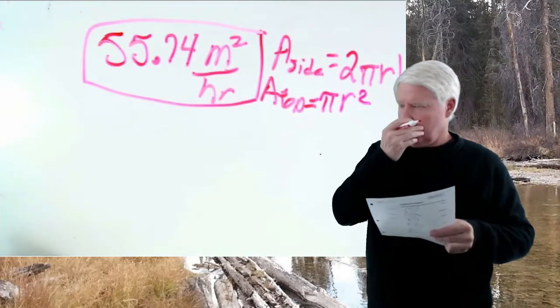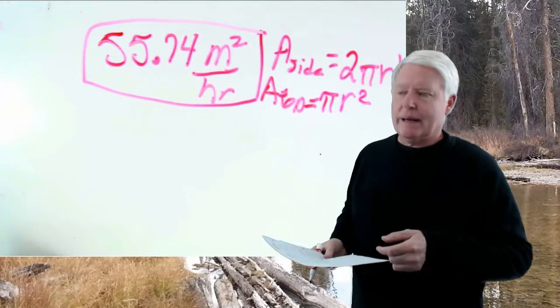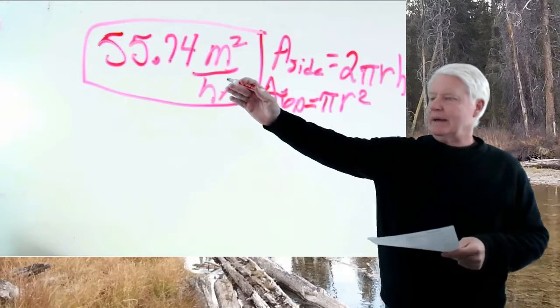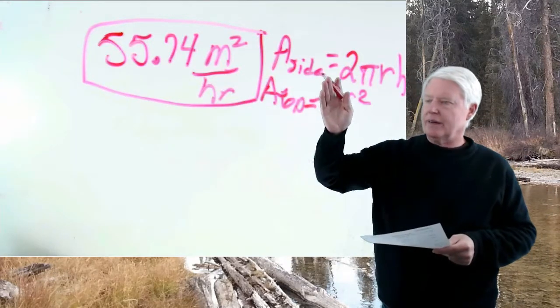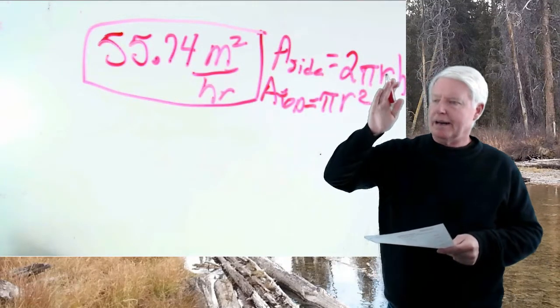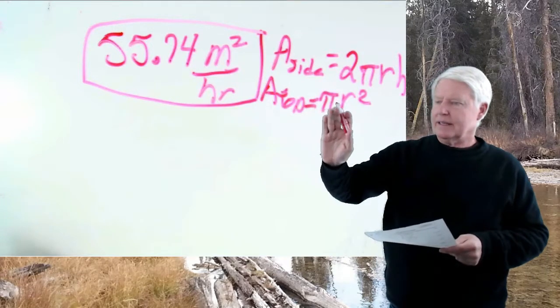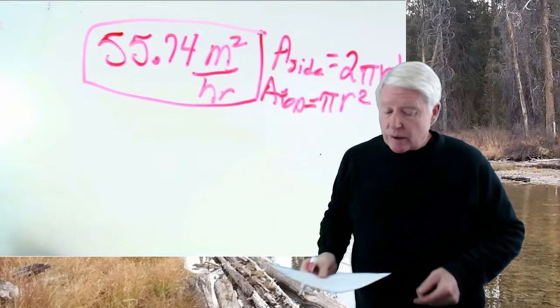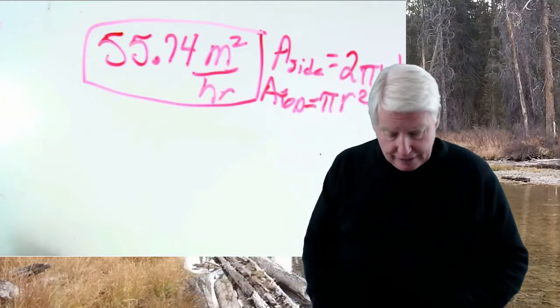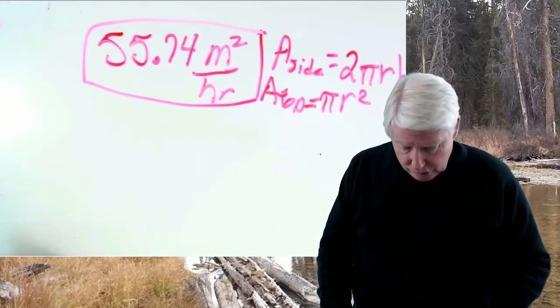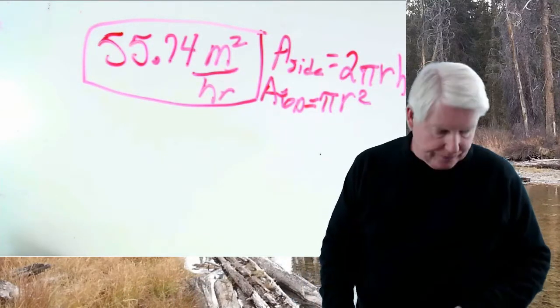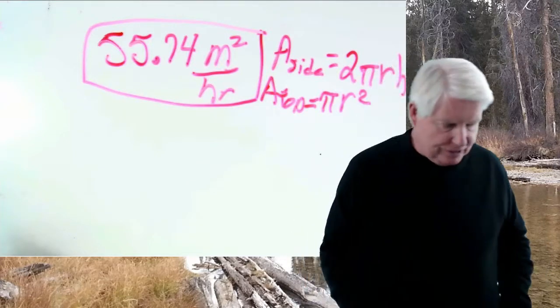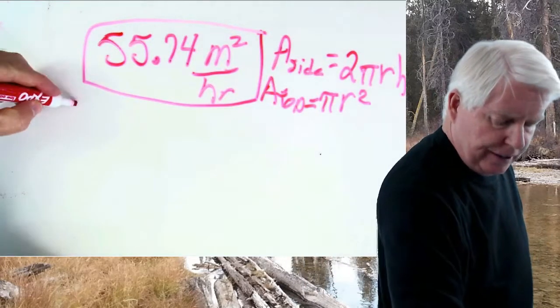All right. So there we have it. We have everything we need here. There's our unit conversion. There's the area for the side, 2 pi r times the height, and the top is pi r squared. So let's begin our calculation of the areas. The tank is 20 meters in diameter. Let's do the area of the side first.